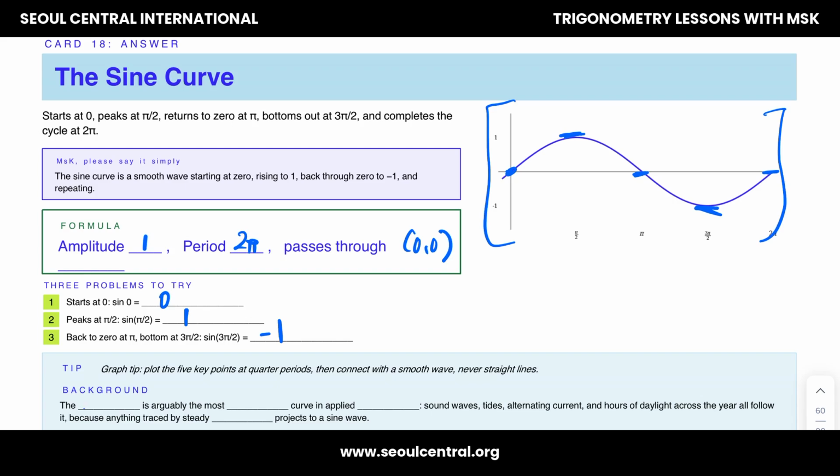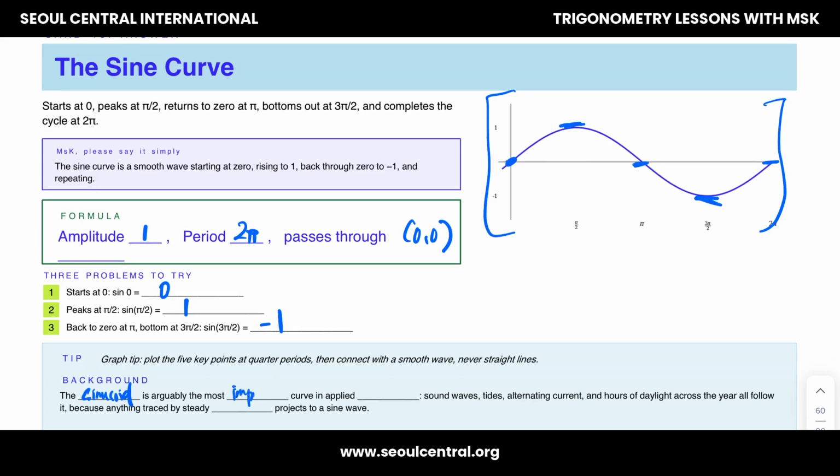This sinusoid wave is arguably the most important curve in applied mathematics. You'll see this a lot in sound waves, tides, alternating currents, hours of daylight across the year, because anything traced by steady circular motion projects to a sine wave, and we call this a sine wave. Circular motion. Great.